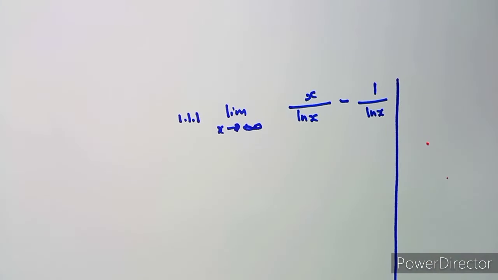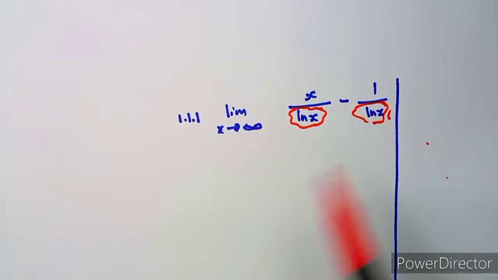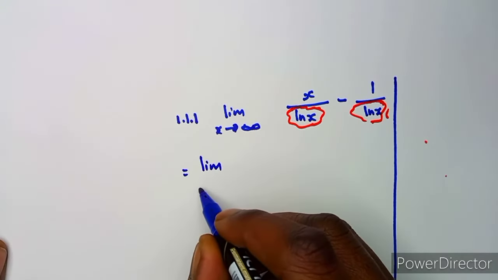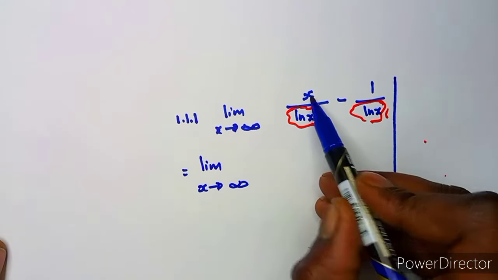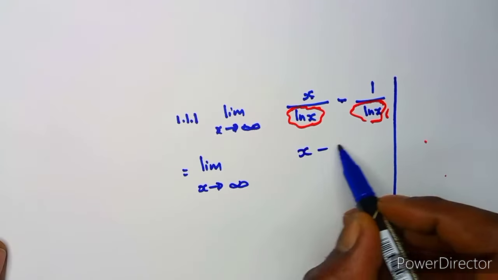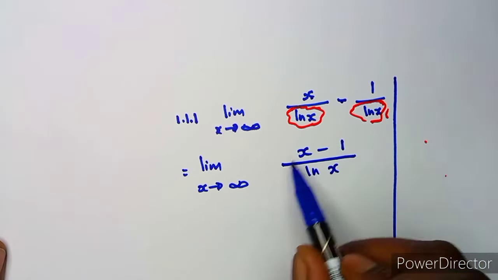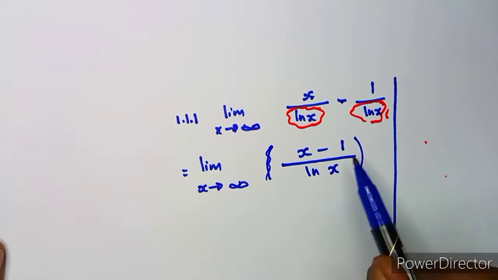Remember I told you guys, when the denominators are the same like this, just combine your fractions. Just combine the numerators, and this is going to give us the limit as x approaches infinity of x minus 1 over ln x. So that's what you're going to have here. You can put your brackets if you want. You can actually do that.